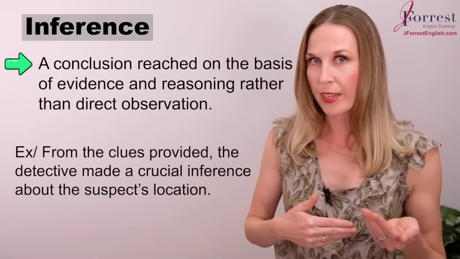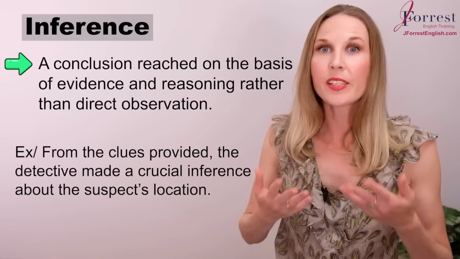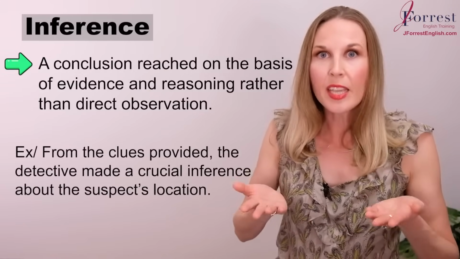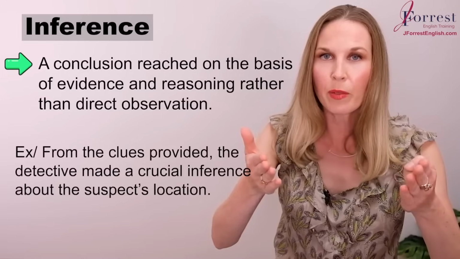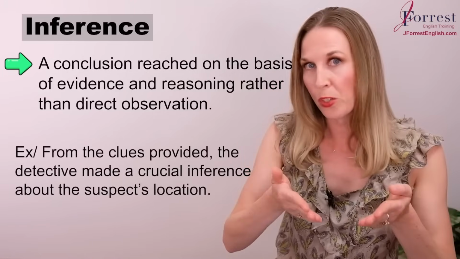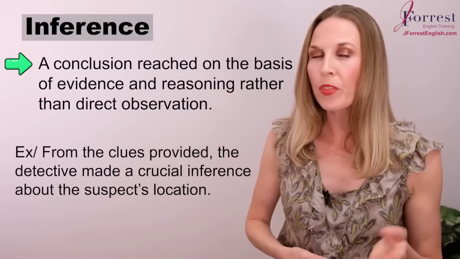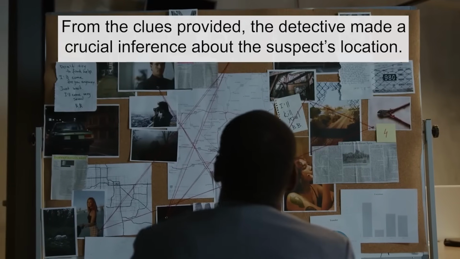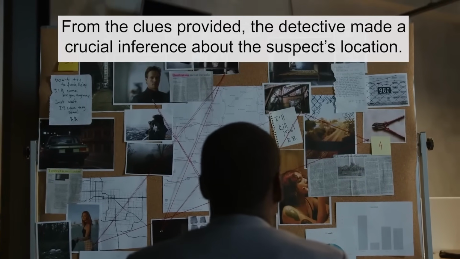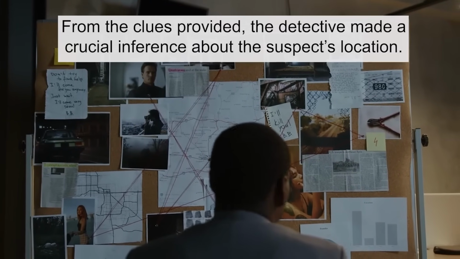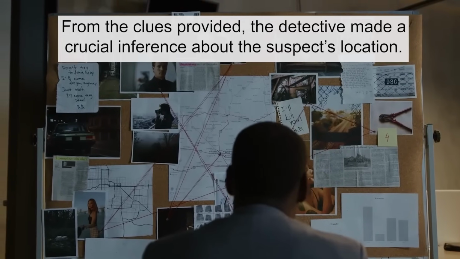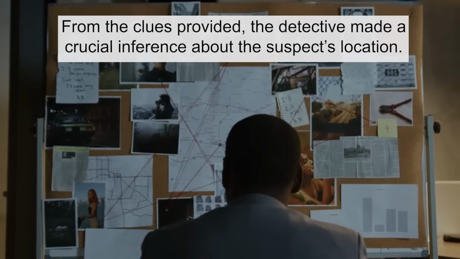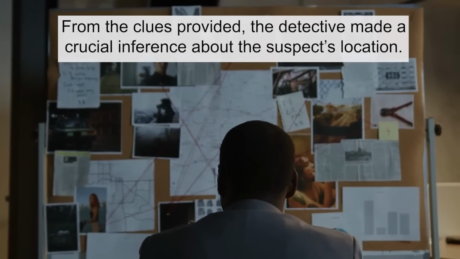That's inference. This is something that detectives do because detectives don't always get to simply look at something, to directly observe it. For example, from the clues provided, so the clues, that's the reasoning and the evidence. From the clues provided, the detective made a crucial inference about the suspect's location.